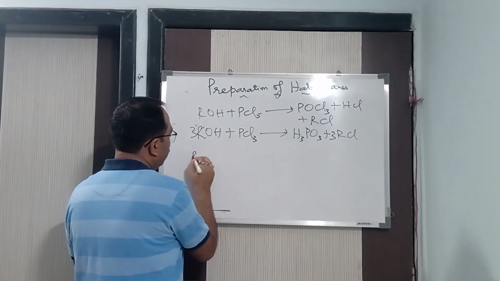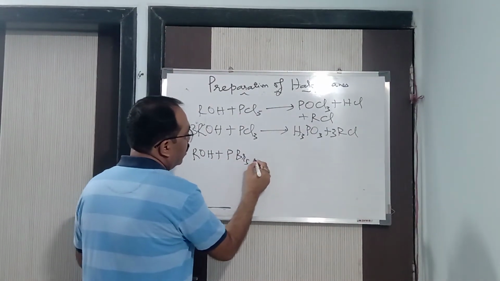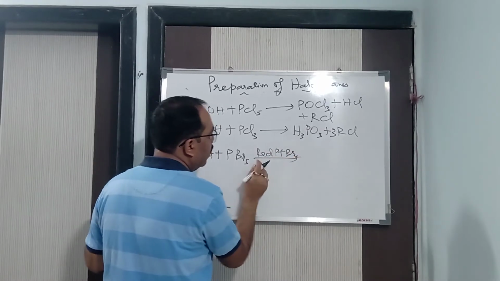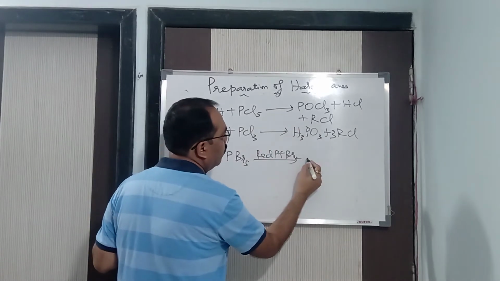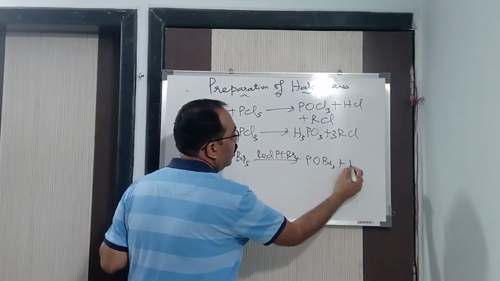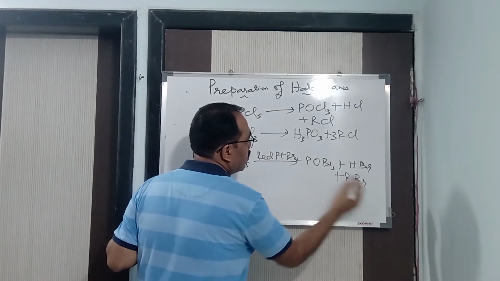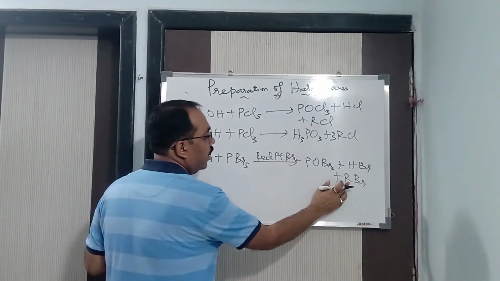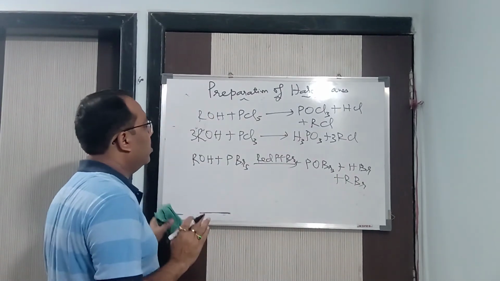So in that case, suppose I am doing the reaction with PBr5. Then I have to take red phosphorus along with bromine, or red phosphorus along with iodine. So what is the product? Similar products you will be getting. Instead of POCl3, you will write POBr3 plus HBr plus RBr. Or if you are taking red phosphorus plus iodine, you will be getting POI3 plus HI plus RI, correspondingly.